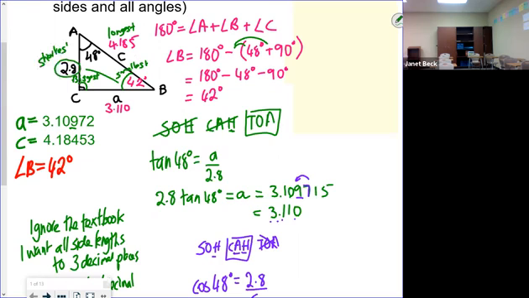Now you don't need to write that all over your work. You just look at it and think. The smallest angle is 42 and 2.8 is the shortest side. Okay, and 4.185 should be the longest side, and it is.